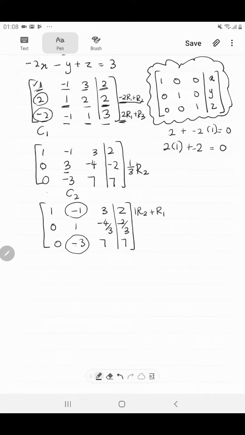Same thing with this row, negative 3. The counter number, or the opposite number, will be 3. Use the diagonal element in row 2, bring it to row 3. So what you're trying to do again is 3 times 1 plus negative 3. If you're not sure, okay, so let's start.